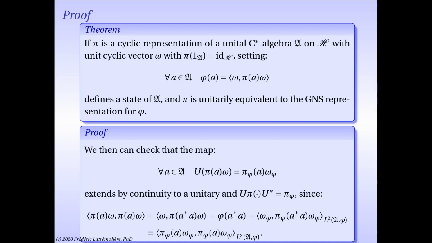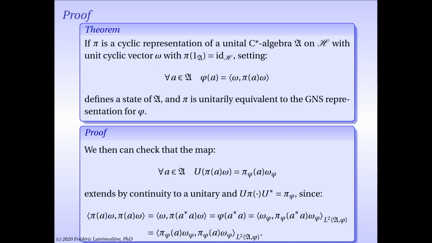It preserves the norm. It's linear. Therefore, it has norm 1. It extends to the entire Hilbert space by density to a unitary. And it is then, by construction, intertwining the two representations. The only thing you could be worried about in this first displayed equation is: is it well defined?